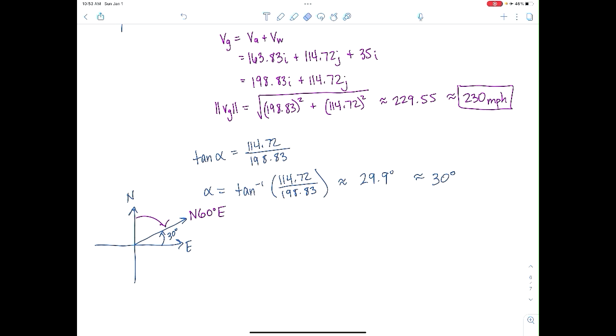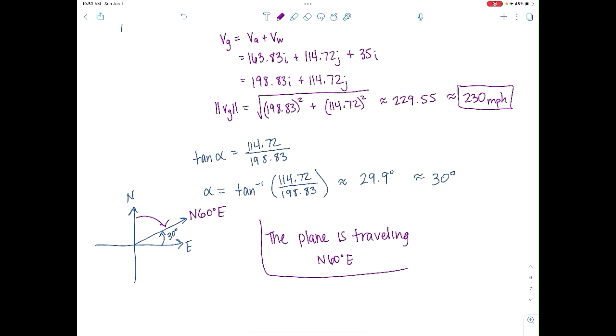So our plane is traveling north 60 degrees east. And that's what we would put as our final answer. We wouldn't end with the 30 degrees because that wouldn't give us the right bearing. And that is our introduction to vectors.